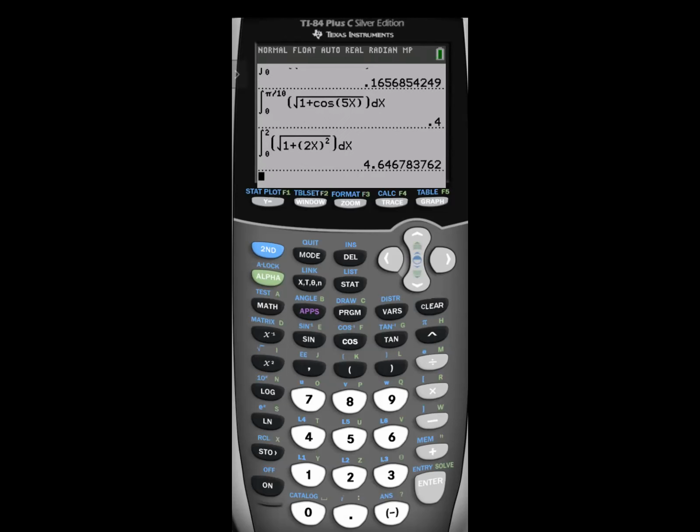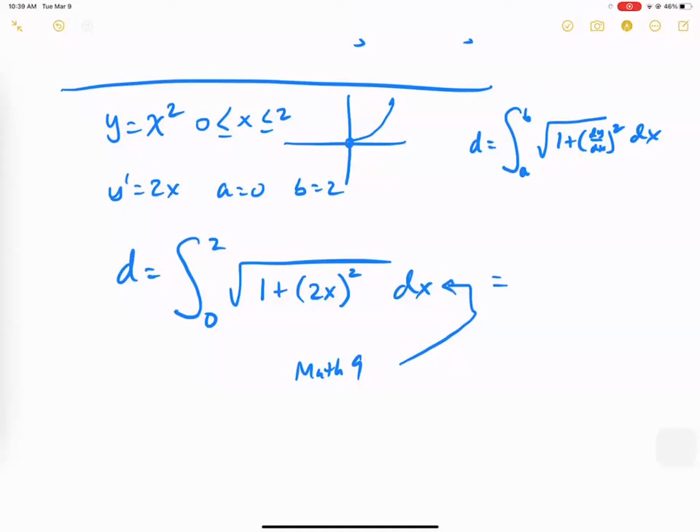All right. I got the answer 4.646. Okay, we got 4.646, and that's our length. Easy peasy. Seemingly, right? Seemingly that's easy peasy.